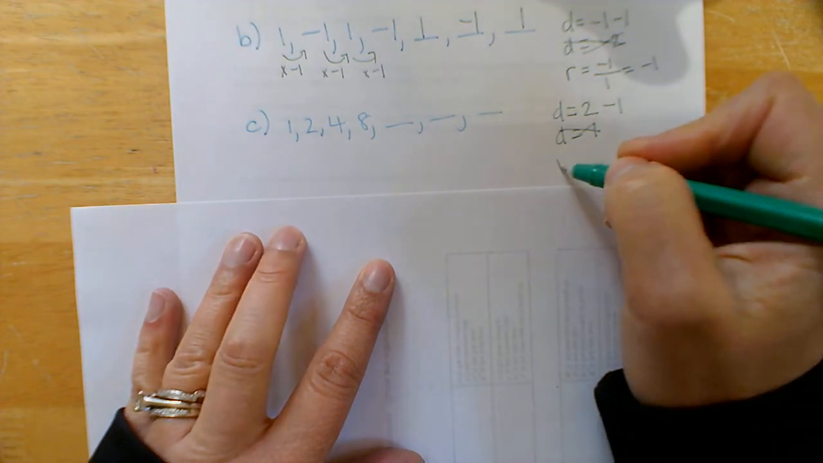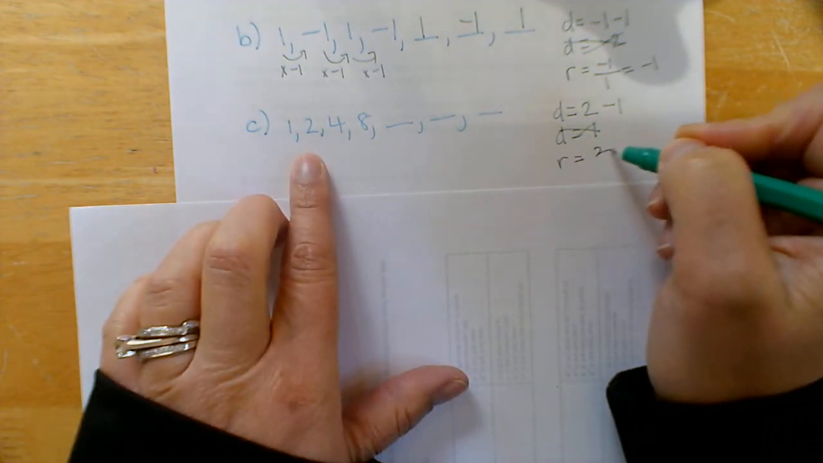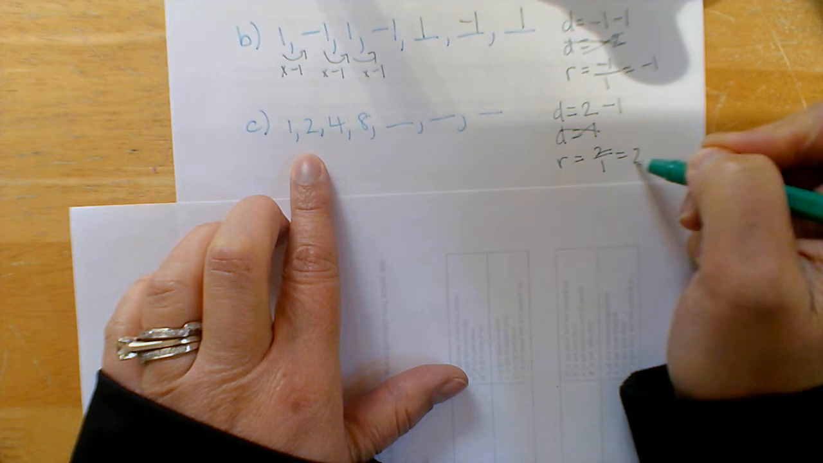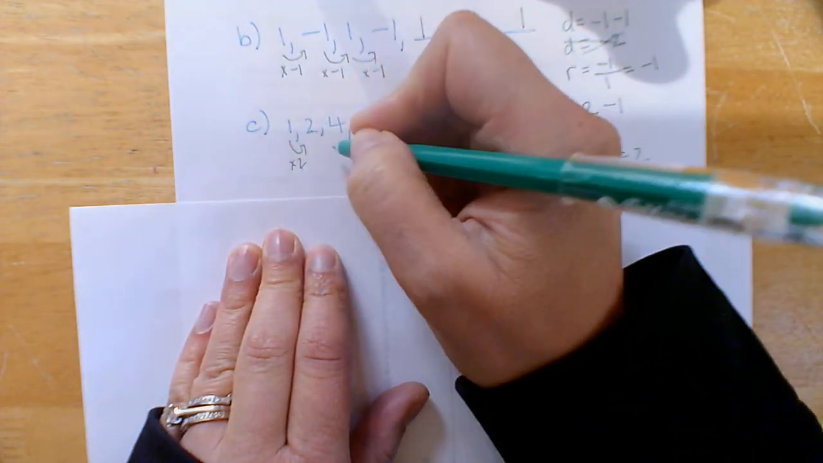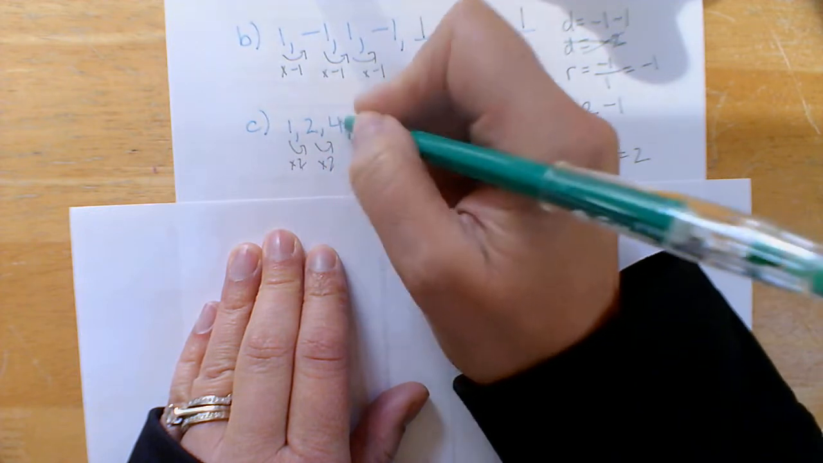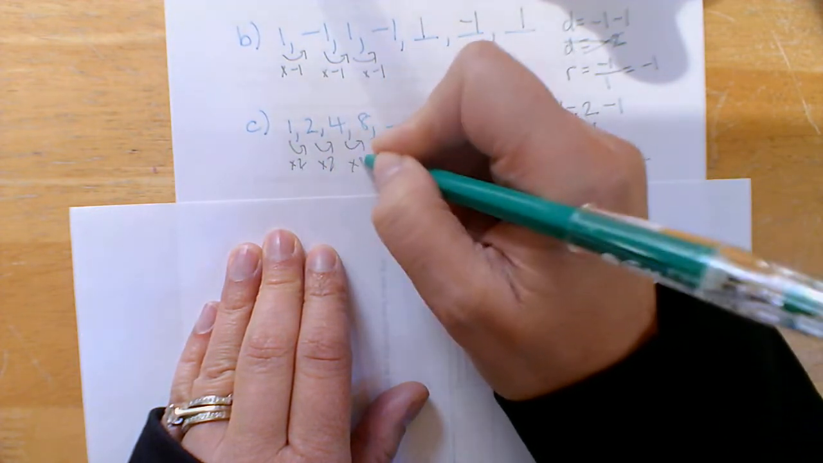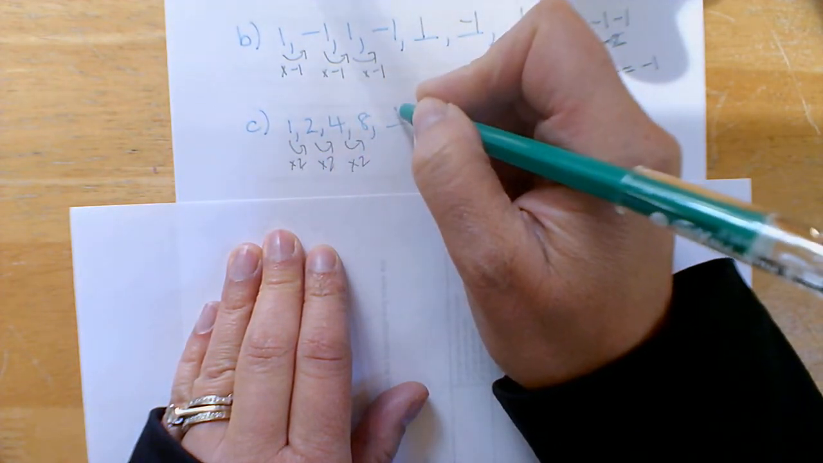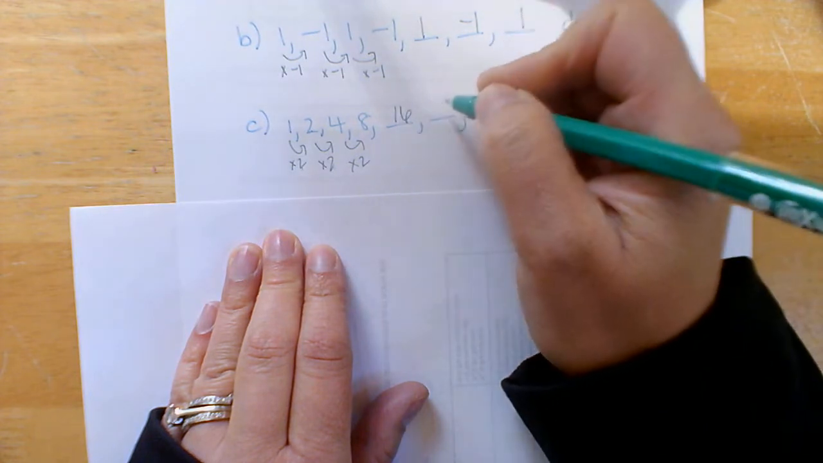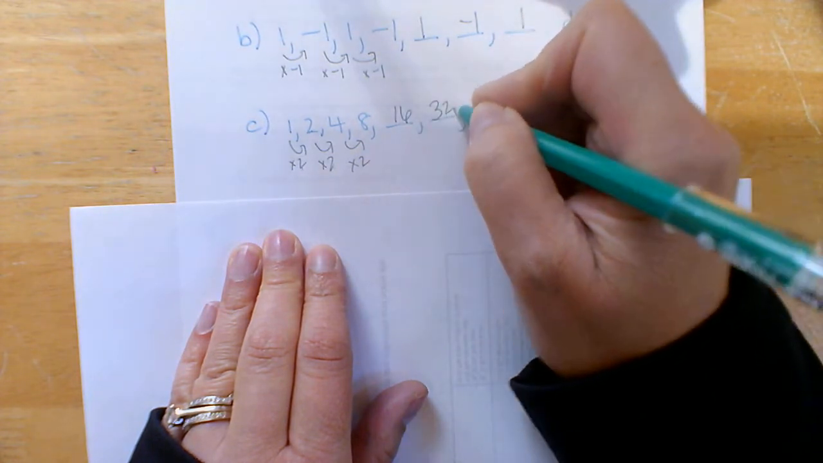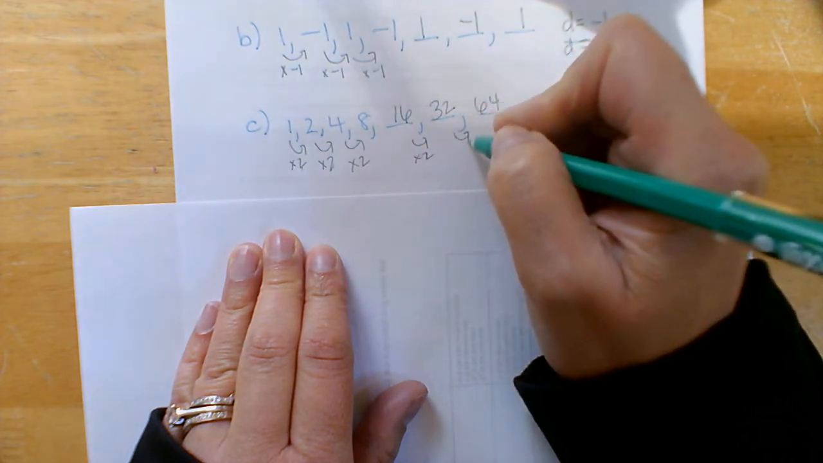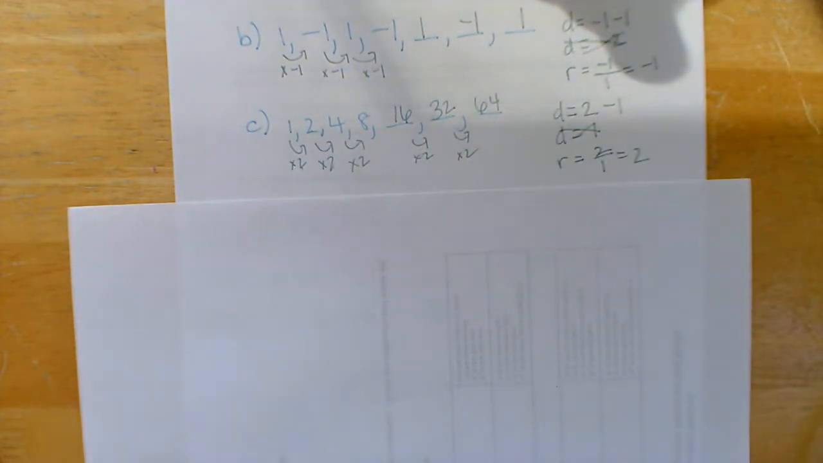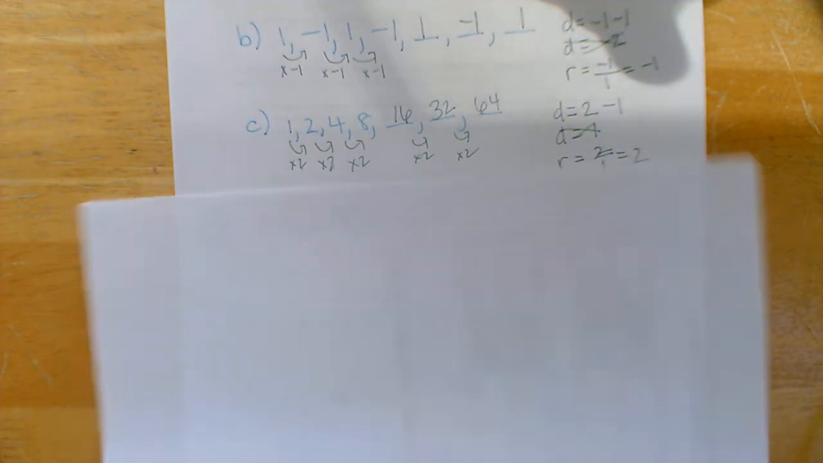So let's look for the common ratio. Common ratio, let's divide the second by the first. And so that gives us 2. So let's see, if I multiply 1 times 2, I get to 2. If I multiply 2 times 2, it gets to 4. If I multiply 4 times 2, it gets to 8. So let's just keep multiplying by 2. 8 times 2 is 16, times 2 is 32, times 2 is 64. So again, you just keep multiplying by your common ratio here. Okay, that is number 1. Let's go to number 2.